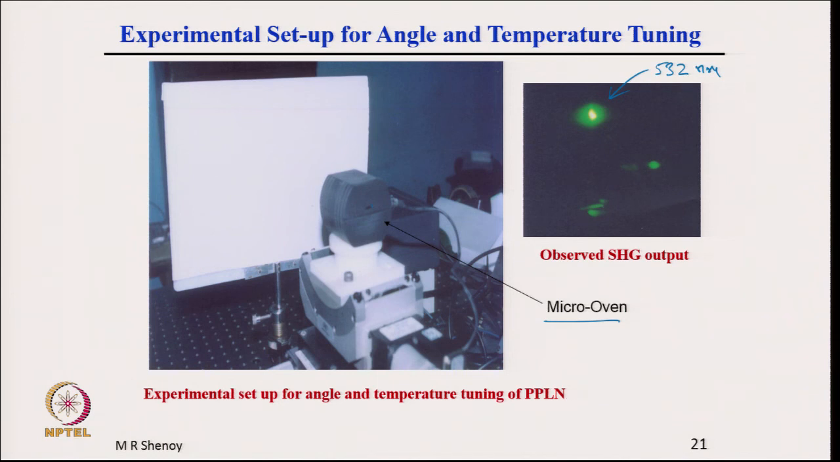The pump is not shown in the diagram, but the arrangement is the micro oven mounted on a goniometric stage, and again mounted on a rotational stage for angle tuning. So, angle tuning and temperature tuning. The temperature of the crystal can be tuned by changing the temperature of the micro oven, and the angle at which the beam hits the crystal or passes through the crystal can be tuned by adjusting the rotational stage on which the oven is mounted.